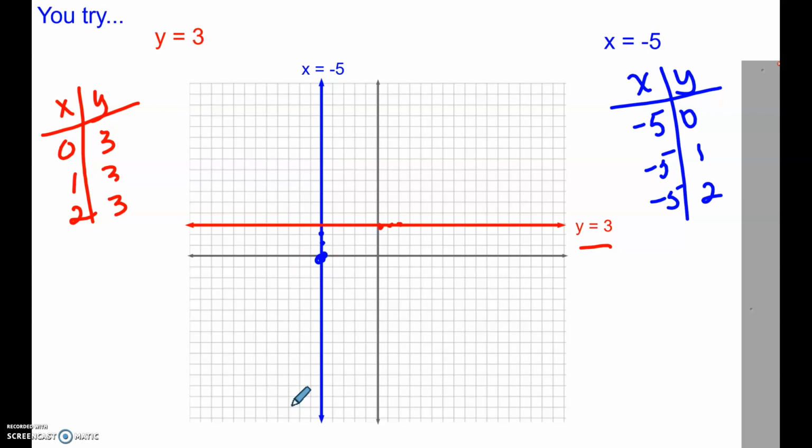So again, when you're working with the special cases, double check yourself. Put those ordered pairs down there and make sure you're keeping the right variable fixed.